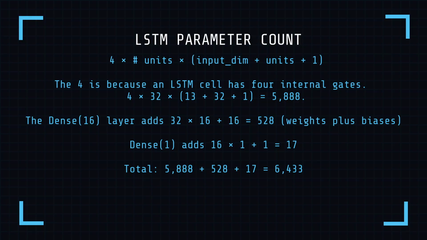So all in total, you have 5,888 from the original LSTM layer, then 528 being added on by the dense 16 layer, and then 17 being added on with the dense 1 layer. That gives you 6,433 parameters.